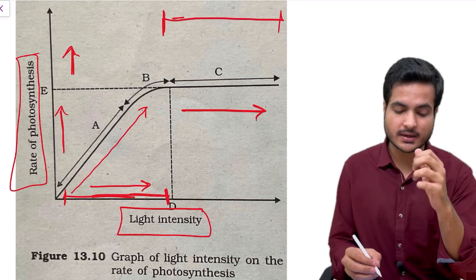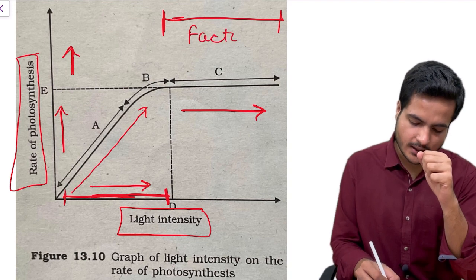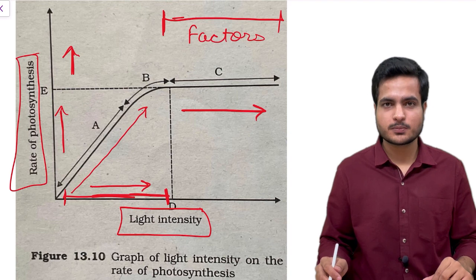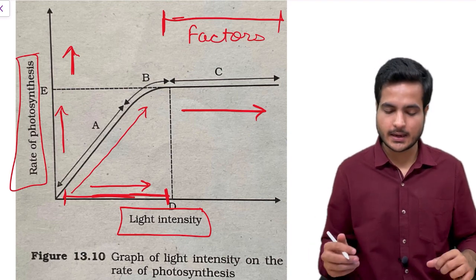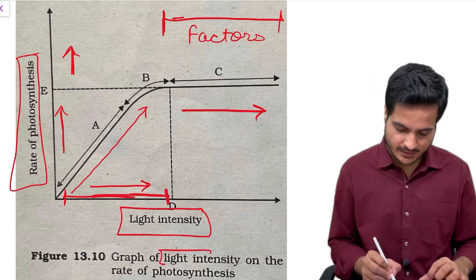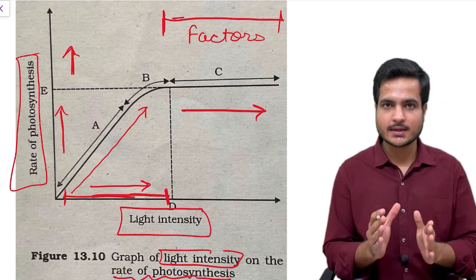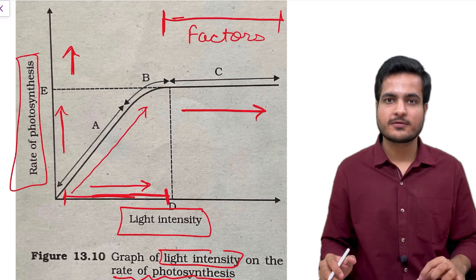here in this region of the graph, other factors are turning out to be the limiting factors, and if one of the factors is short, the whole process will lag behind. So this is a graph of light intensity versus rate of photosynthesis. The first part is showing a linear graph, and then the graph turns out to be flat.